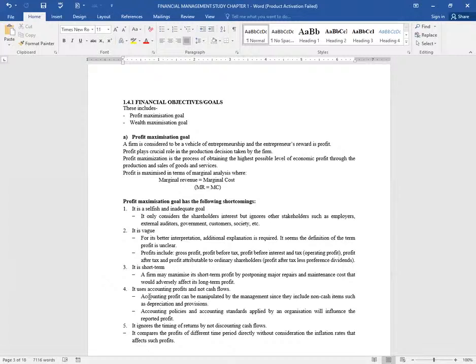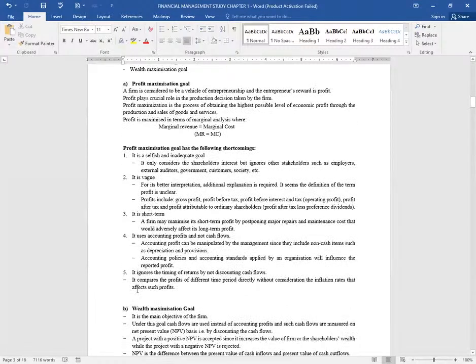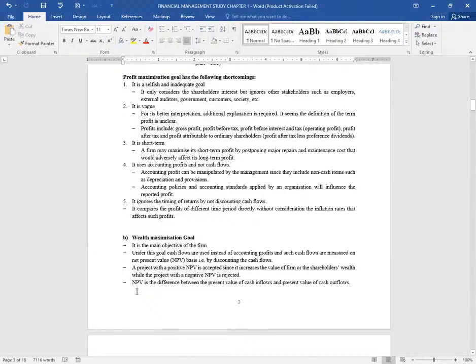Number 5, the fifth disadvantage, which makes us really hate profits with a passion in finance, ladies and gentlemen, is that the profit model ignores the time value of money. When we talk of wealth maximization, it is our major goal in terms of finance. Under wealth maximization, ladies and gentlemen, we shall be using cash flows, which are quite objectively ascertained. And of course, those cash flows will be discounted. So meaning that here, we shall be taking care of the time value of money.